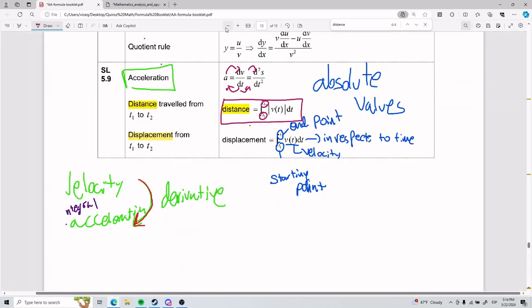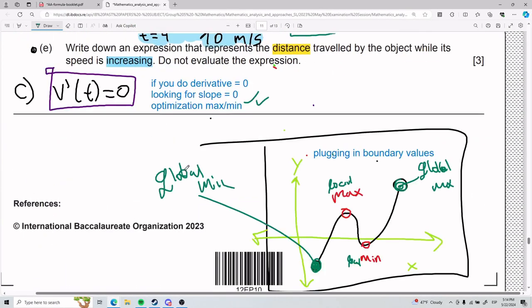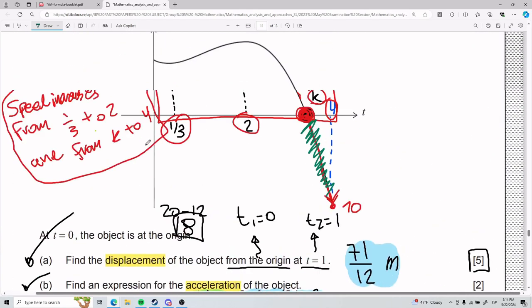I assure you. That, ladies and gentlemen, is how you solve number 9. I hope it helped.